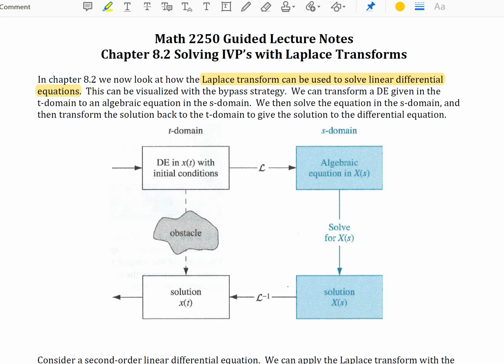This can be visualized with the bypass strategy. We can transform a DE given in the t domain using the Laplace transform to an algebraic equation in the s domain. We can then solve the equation in the s domain and then transform the solution back to the t domain using the inverse Laplace transform to give the solution to the differential equation.